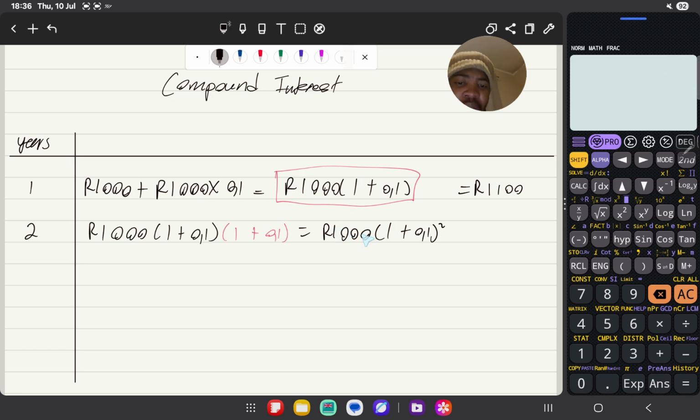Now, this is the money we have at the end of year two, or the money we have at the beginning of year three. So if I go to year three and I invest that money, at the end of the year I will have the money I invested plus the interest, the money gained. So I'm multiplying the money that I have by (1 plus 0.1). This will give me the money that I invested, and this will give me the interest that I gained in that particular year.